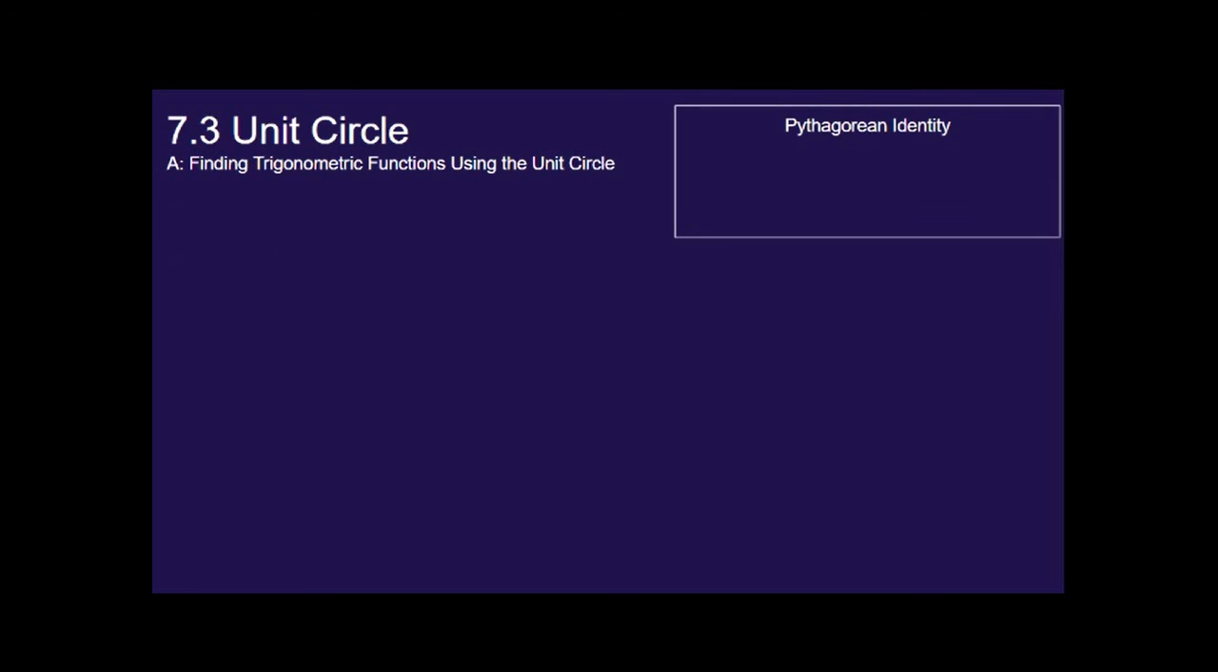The next thing we need to talk about is called the Pythagorean identity. I know you all know what the Pythagorean theorem is. The Pythagorean theorem states that a squared plus b squared is equal to c squared, and we've used this to find the sides of triangles. But now we're going to relate it to the trig functions on the unit circle.